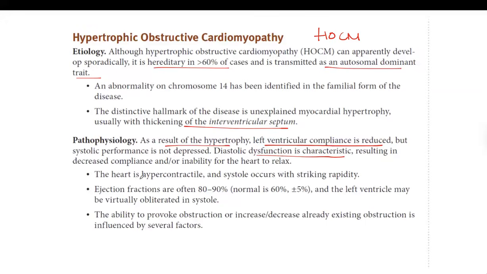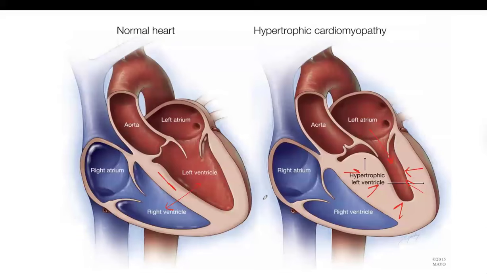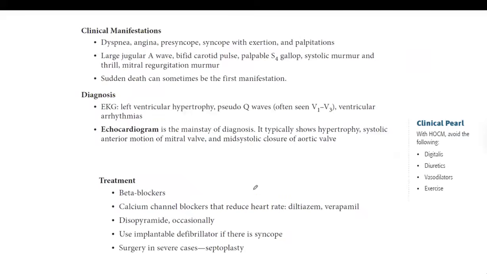Okay? So the heart is hypercontractile, ejection fraction often 80 to 90%, but there will be diastolic failure in this patient. Okay, so presentation will be the same, shortness of breath. They can have syncope, palpitation. You can get a bifid carotid pulse, S4 gallop rhythm. So this can be found in this patient.